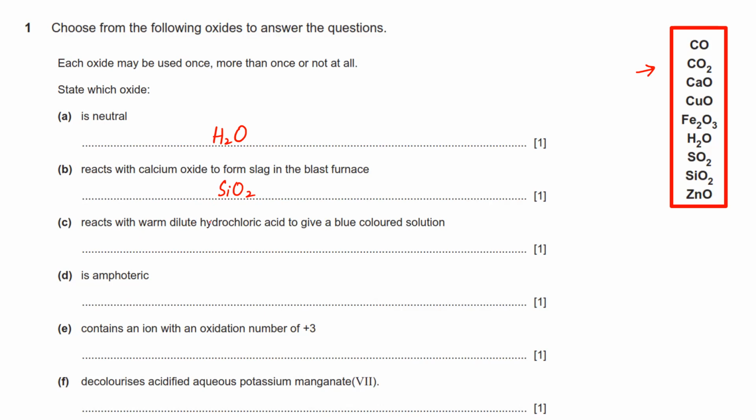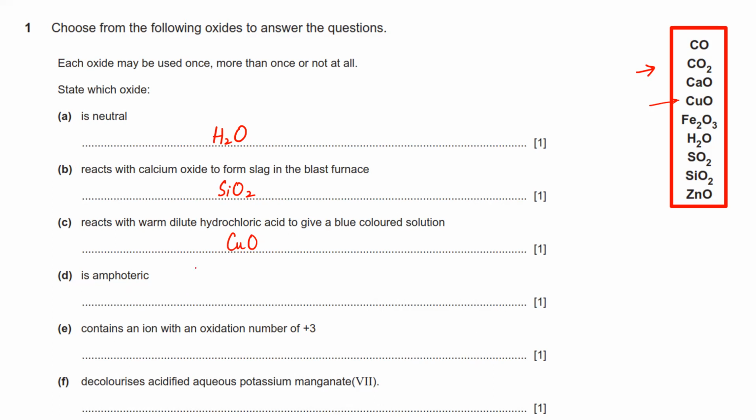Part C says reacts with warm dilute hydrochloric acid and gives a blue colored solution. So warm dilute hydrochloric acid reacting with an oxide that is giving us a blue colored solution. Remember, if copper oxide reacts, it will give us copper chloride, and that is blue in color. So the answer will be copper oxide.